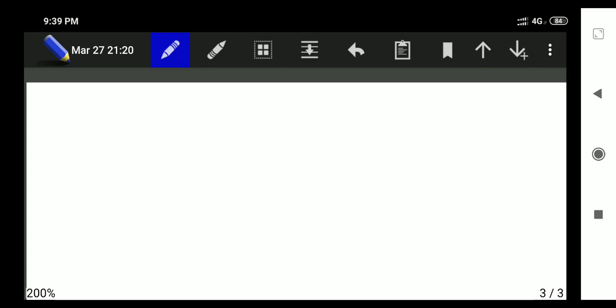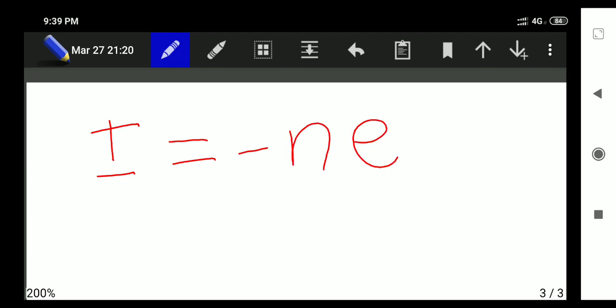If I write it in terms of drift velocity, I will write I is equal to minus n e times the average velocity, where n is the concentration of electrons and e is the charge. Suppose I am determining the current in the x direction, then I will take the average velocity in the x direction.